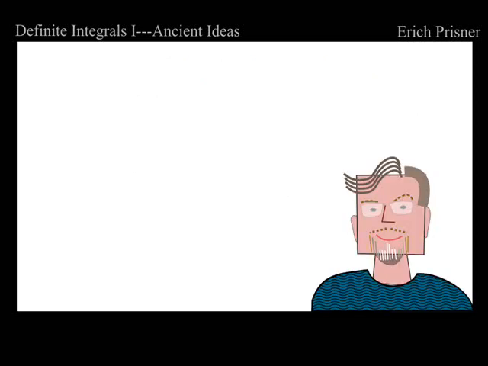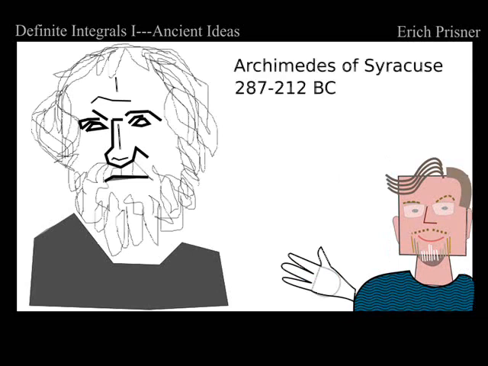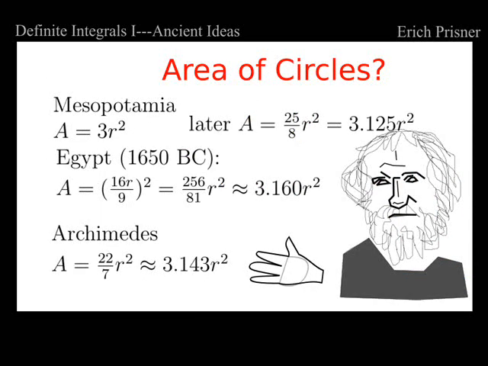Now enters our hero for today, Archimedes of Syracuse, living from 287 to 212 BC. He is well known for the Eureka. Archimedes' approximation for the area of the circle was A = 22/7 r², which is about 3.143r². Rather close to the true value of pi. Remember, pi is 3.141593.